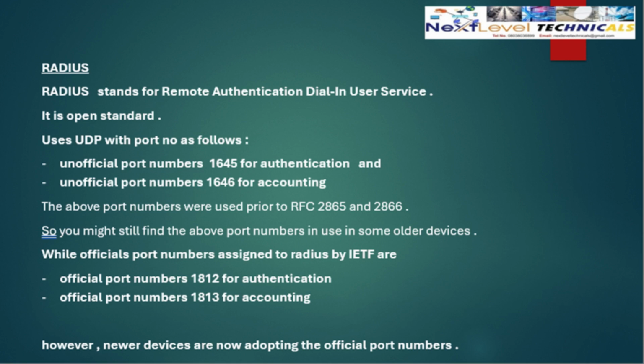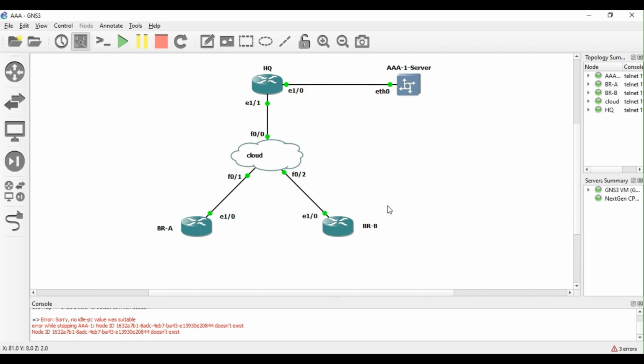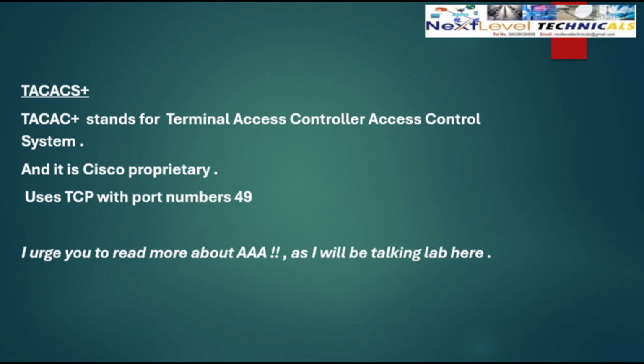While the official port numbers adopted by IANA are 1812 for authentication and 1813 for accounting. You can check out RFC 2865 and RFC 2866 for more information about the various port numbers. While TACACS uses TCP port 49.